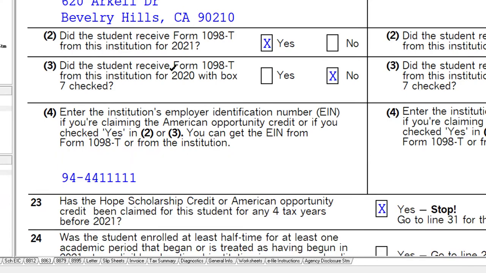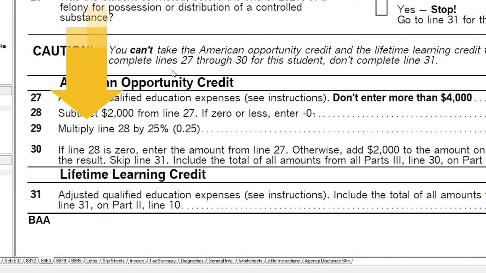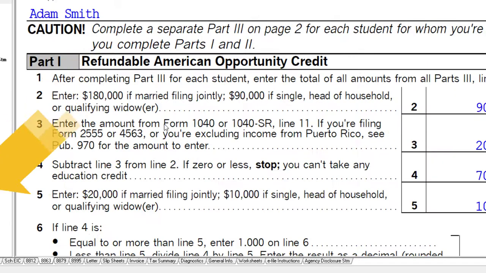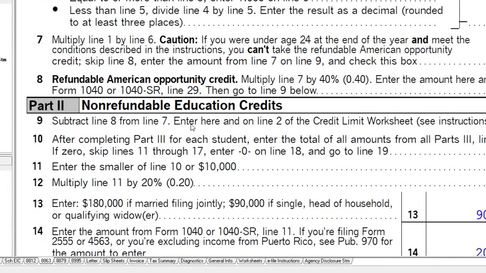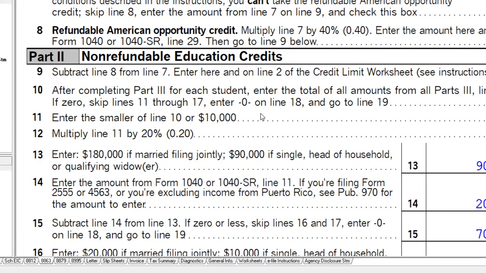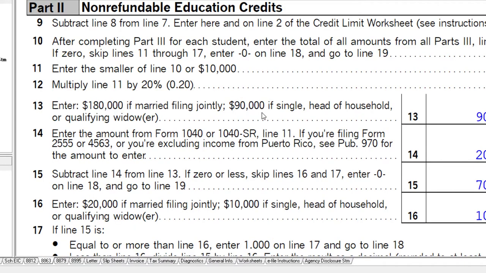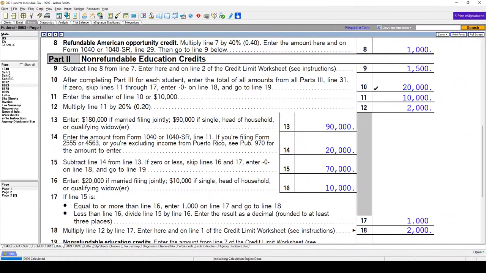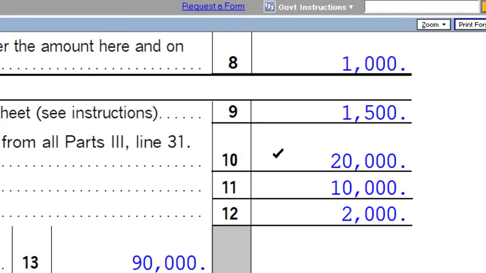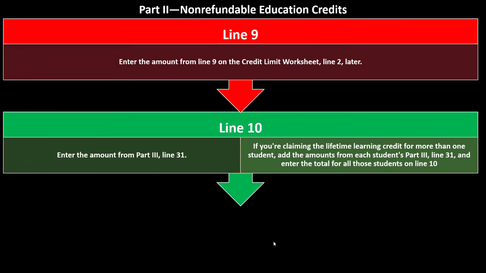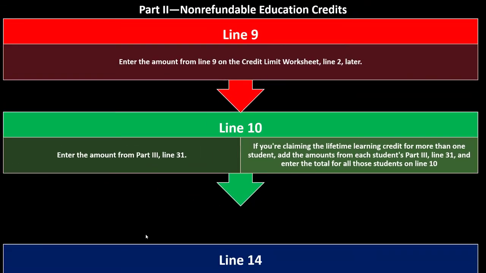Now this is going to be the dependent, and we're going to say then we've got the lifetime learning credit information, adjusted qualified education expenses, which is going to flow in to page 1. And now we're looking at the non-refundable education credits because we're assuming this one didn't qualify for the American Opportunity Credit. So then we're down here, line 10. We've got the 20,000 pulling in. So then we're going to say line 10, we've got that.